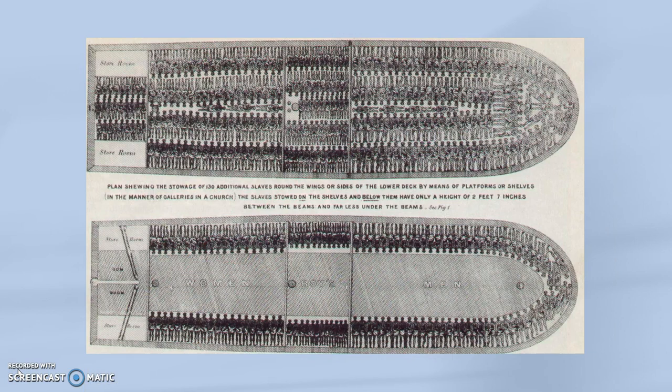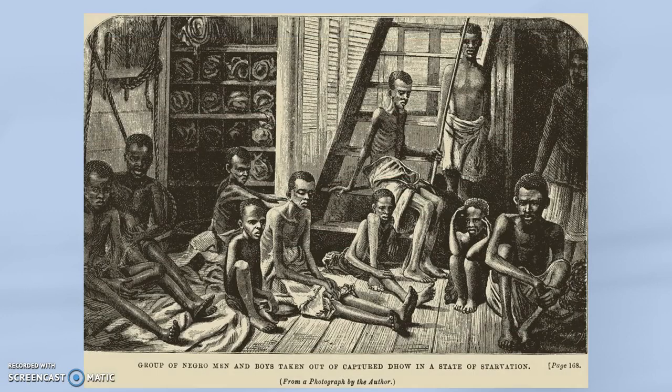Here is an image of what those slave ships looked like. All of these little figures are people. They were trying to maximize as much room as they could. As you can imagine, the conditions on these ships were not very healthy for the people who were being transported. Here's another image of the state of starvation of the slaves on the ship.